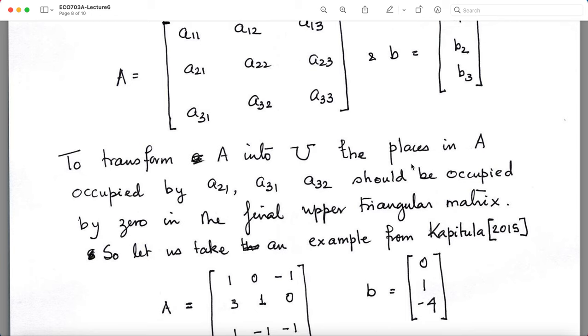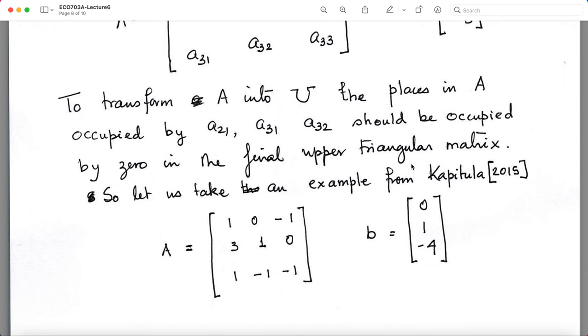Now, this example is from a book called Capitula, a recent book from SIAM, the Society for Industrial and Applied Mathematics, about the use of linear algebra in differential equations. We will take up that topic at the end of our study of linear algebra, and then we will decide which way to proceed and take the course forward.